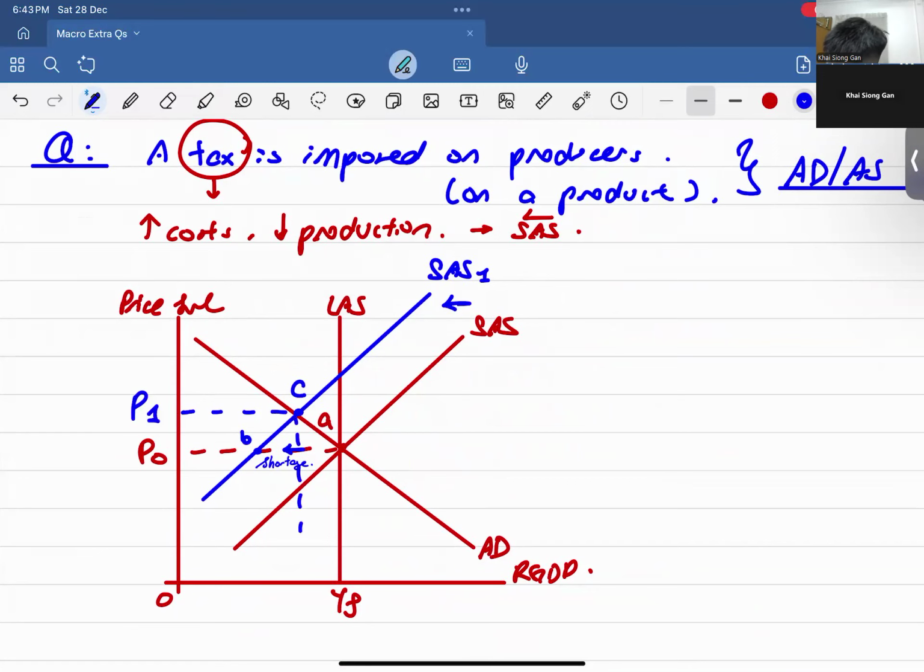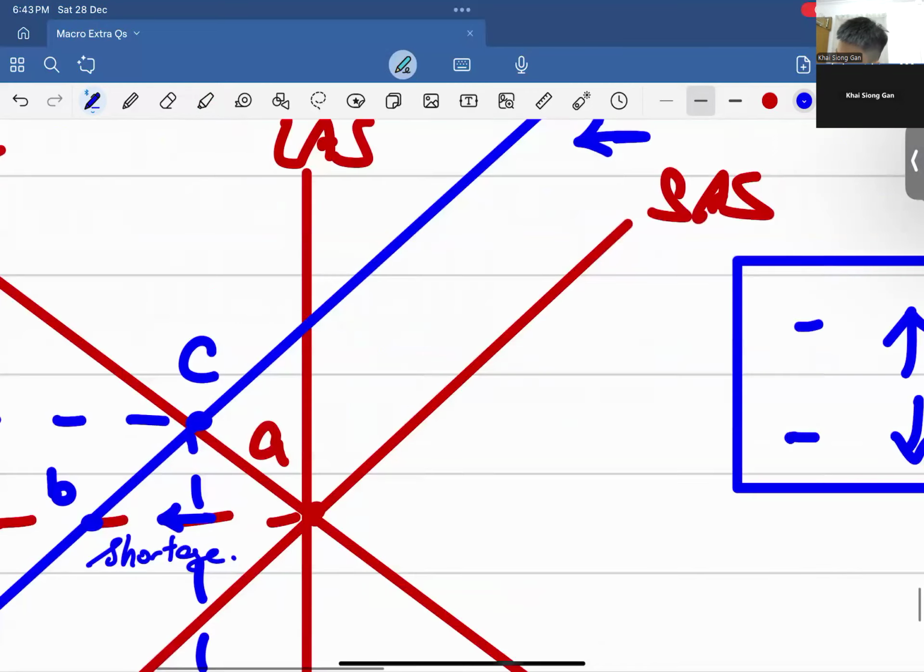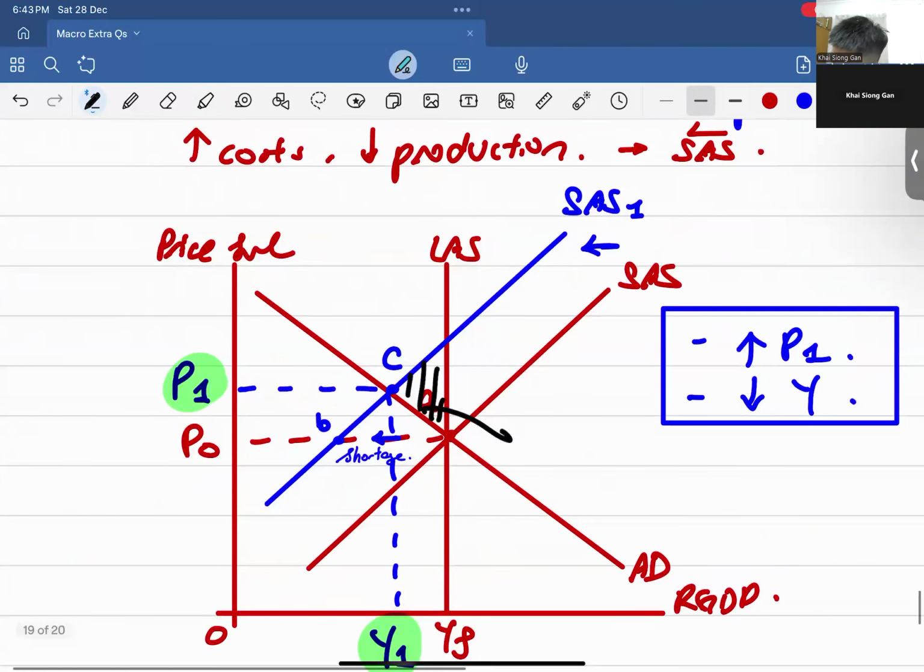At the end, it results in higher price and lower output. That's the final outcome. Remember to put that as your analysis. And at the end, you can see it results in a recessionary gap as well.